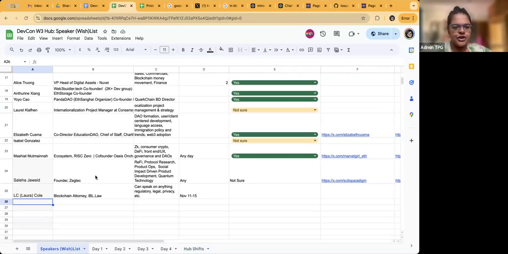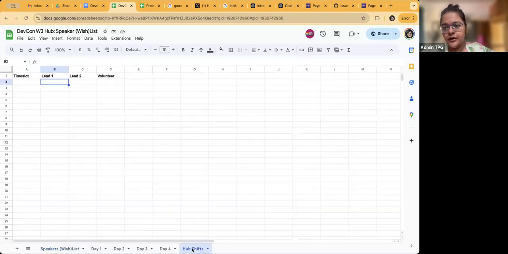And then we can pick and choose and slot them on days we think they will have the most impact. And we will have to start working on this day 1, day 2, day 3, day 4 schedule, as well as put our names down for the hub shift as the next steps.